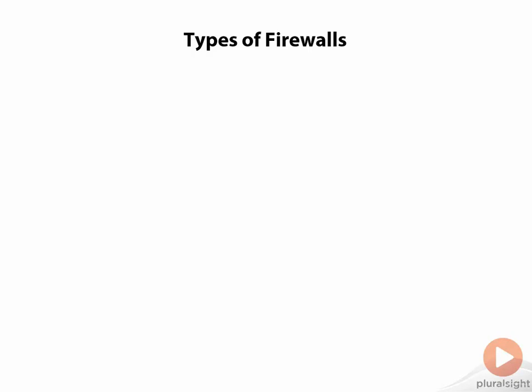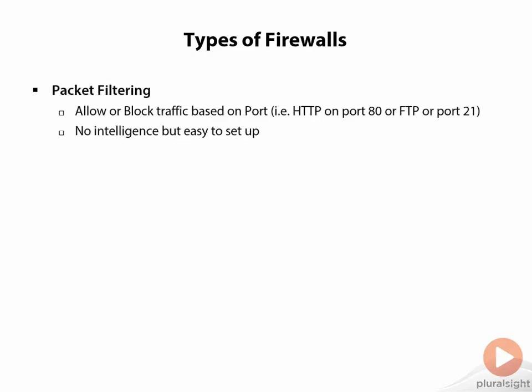Okay, so what are some types of firewalls? Well, we have packet filtering firewalls, and packet filtering allows or blocks traffic based upon a specific port. HTTP traffic, which is web traffic, typically comes on over port 80. FTP traffic, or file transport protocol, is generated on port 21 typically.